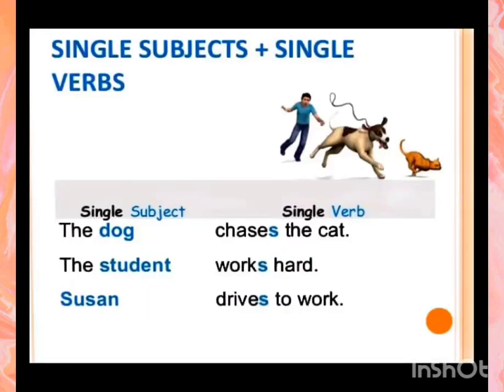Dear students, look at this beautiful slide in which we have a few more examples for your concept clarity. Single subject, single verbs. The dog chases the cat. You can see that with dog, we have put an S after the word chase, chases. The student works hard, works. Suzanne drives to work. So single subject and verb ending with S.